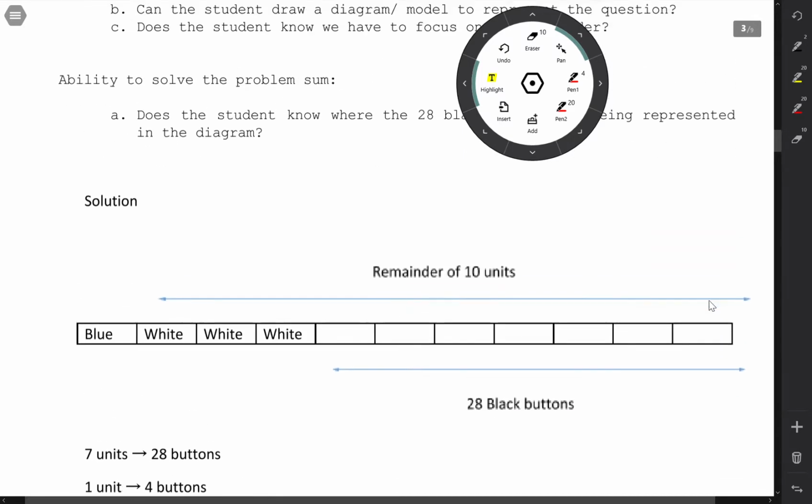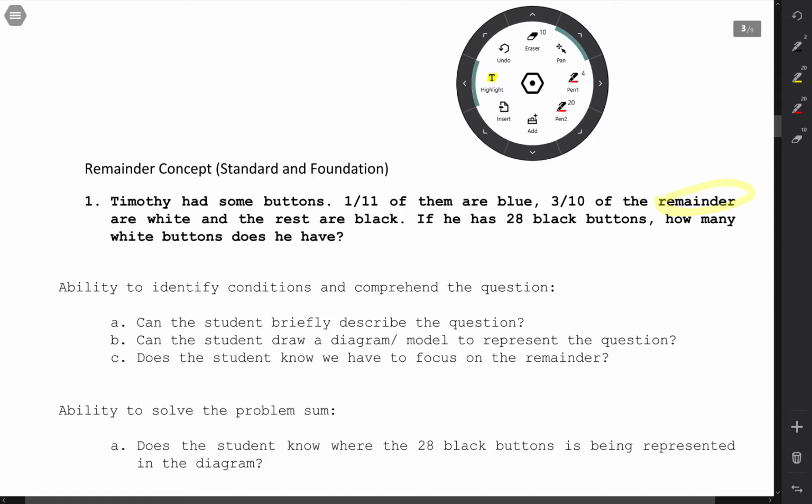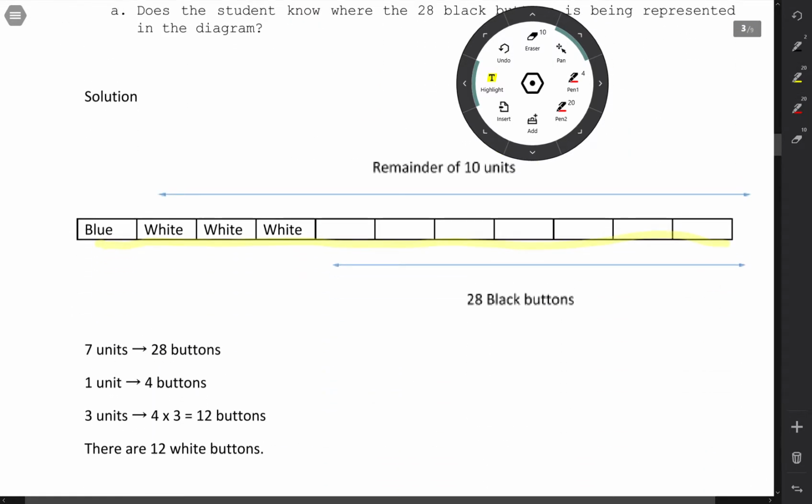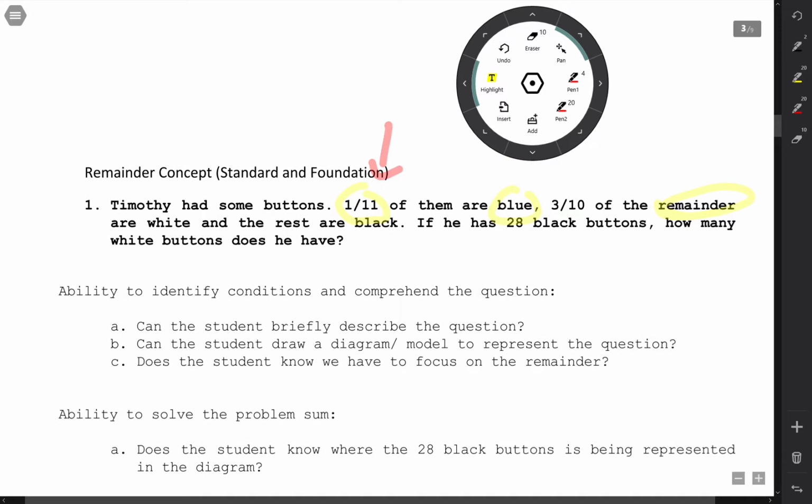I'm going to just run through the question together. So first of all, Timothy has some buttons. Let's start from here. 1 out of 11 of them are blue. Because of this 11 here, we're going to start off with 11 boxes. As you can see here, 11 boxes, and one of them is blue. Oh no, there's an English error. One of them is blue.